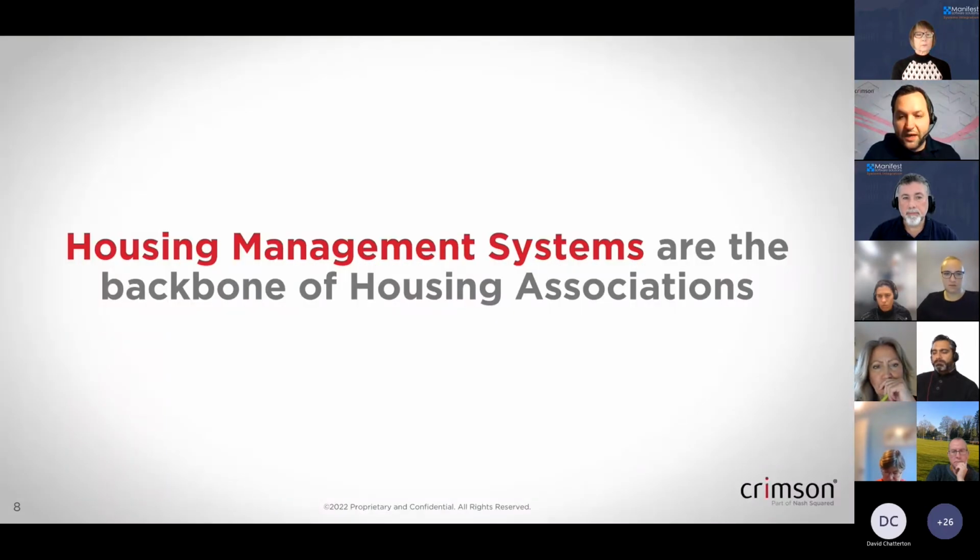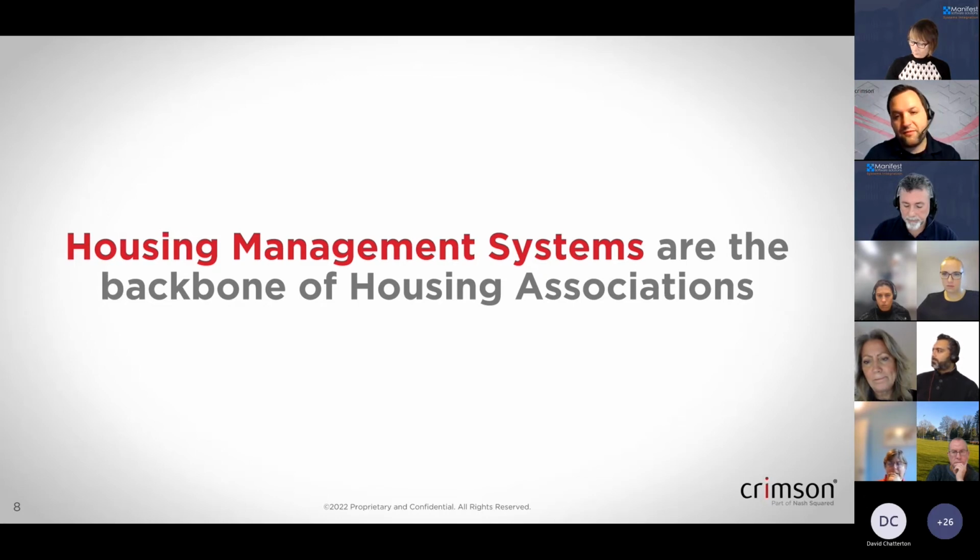Obviously, as we've said before, housing management systems are totally the backbone of housing associations. And based on that slide information, it's very clear that although it's brilliant for certain elements of operations like rent accounting, repairs or property information, it doesn't serve absolutely everything. So there is obviously a need for integration.